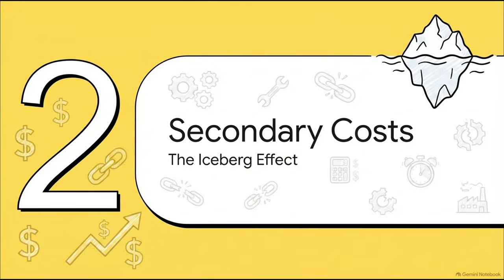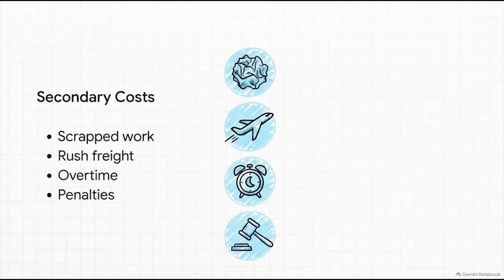Part 2. The iceberg, uncovering secondary costs. Now we hit the iceberg effect. These secondary costs are the massive, unseen expenses lurking just beneath the surface, just waiting to sink your profitability. This is exactly where most back-of-the-envelope estimates completely fall apart.